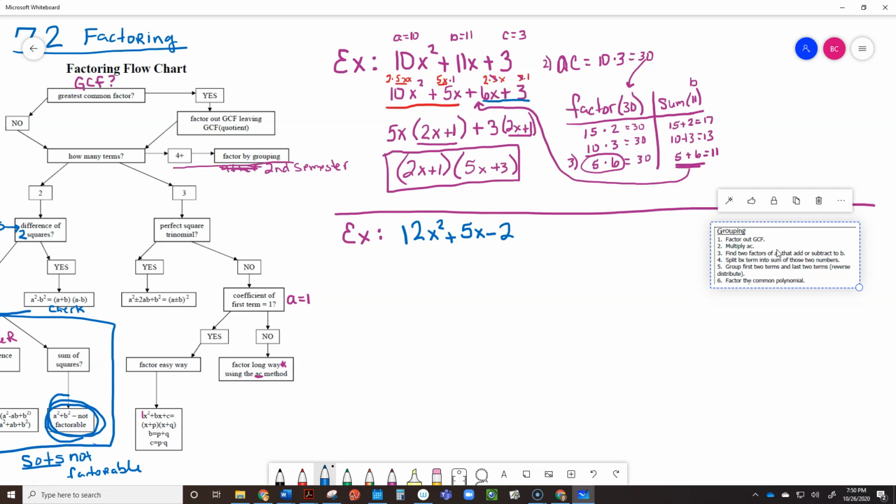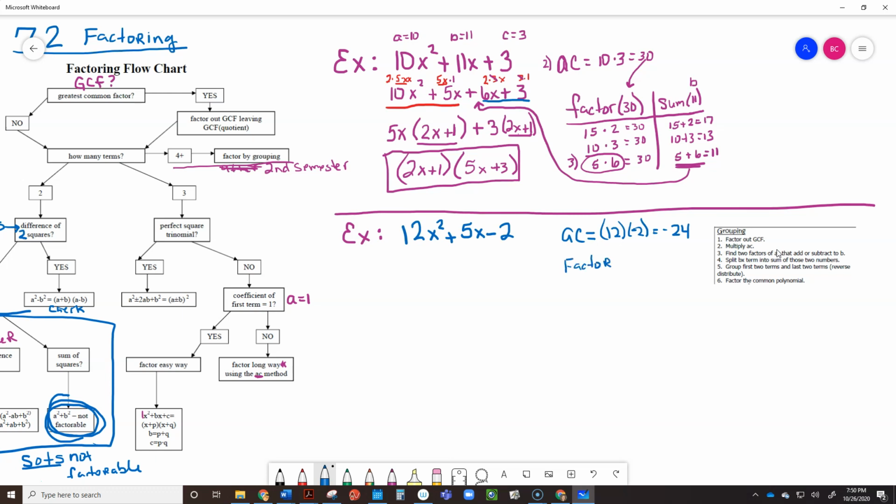Greatest common factor, no. How many terms? 3. Is it a perfect square trinomial? Absolutely not. Is the a equal to 1? No. In this case, a is equal to 12. So factor using an AC method. Okay, so find AC. AC equals 12 times negative 2. So AC is negative 24.